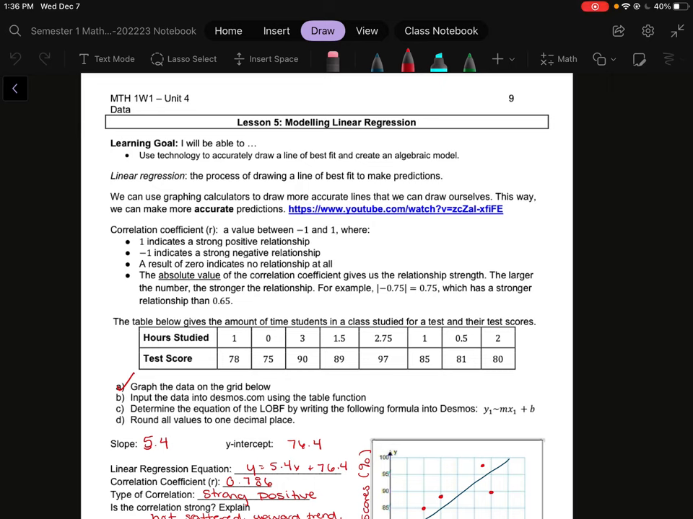You've probably seen it in the past, where you do a scatter plot, which is our points all along the graph, and they don't really line up. So what we do is make a line of best fit, which goes right in between the points, making sure we have an equal number of points above and below the line. Normally we use graphing calculators in order to draw more accurate lines that we can't usually draw ourselves.